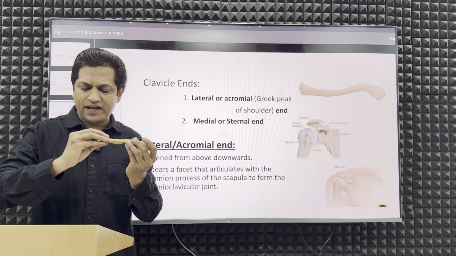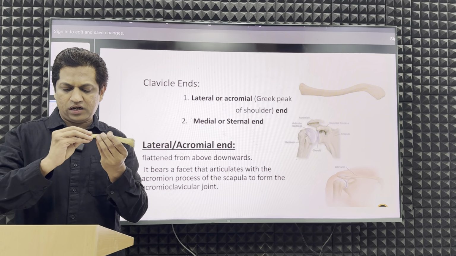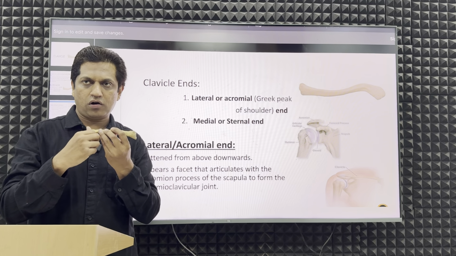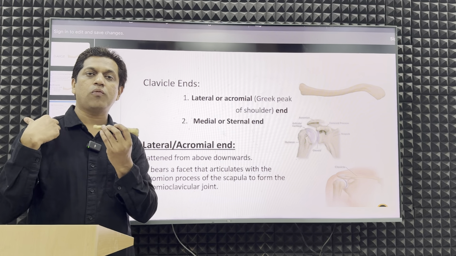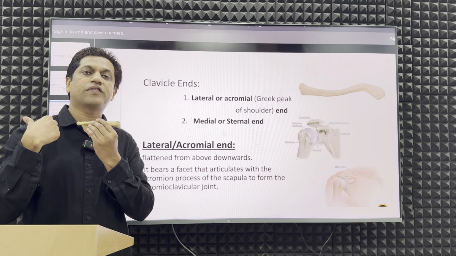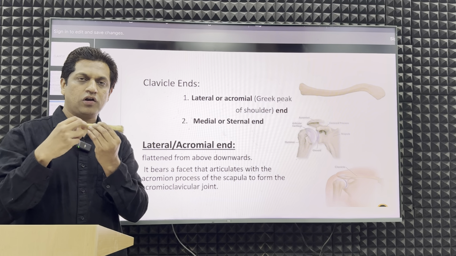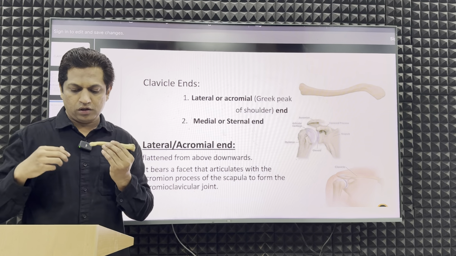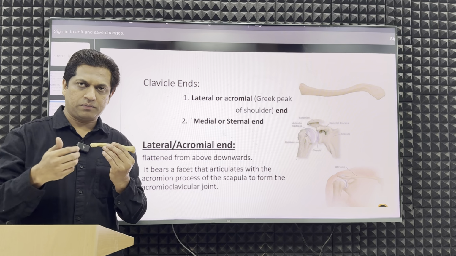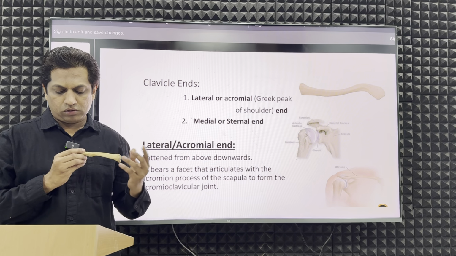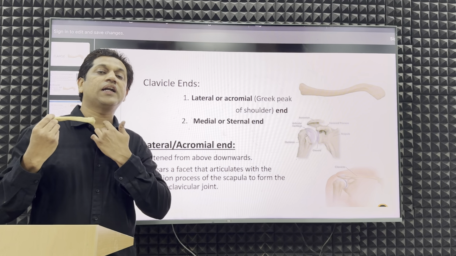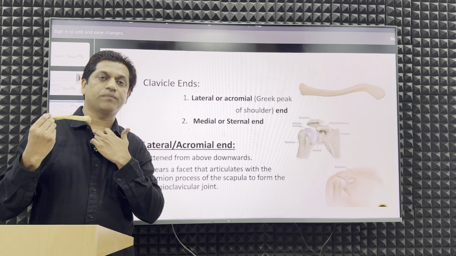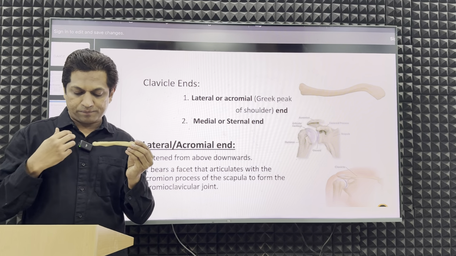And regarding the ends, there are two ends, as we said: the lateral or acromial end. Why is it called the acromial end? Because it is attached to the acromion process of the scapula to form the acromioclavicular joint. You will study about the scapula bone in the next video. Now, the medial end is known as the sternal end. It is attached to the sternum bone, that is the manubrium sterni, okay.